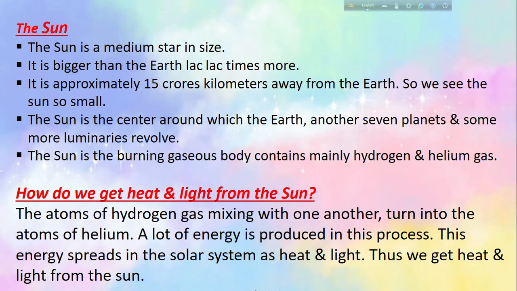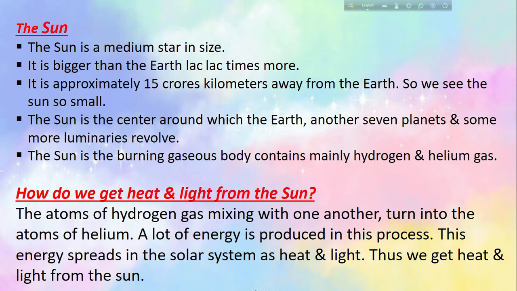So now we will know about the Sun. The characteristics of the Sun: I have told you the Sun is the regulator or controlling body of the solar system. The Sun is a medium sized star. It is lakh times bigger than the Earth, and it is approximately 15 crore kilometers away from the Earth. So we see the Sun so small, like a small dot. The Sun is the center around which the Earth and other 7 planets and some more luminaries revolve. The Sun is a burning gaseous body containing mainly hydrogen and helium gas.